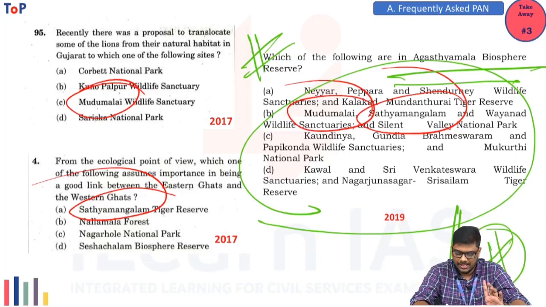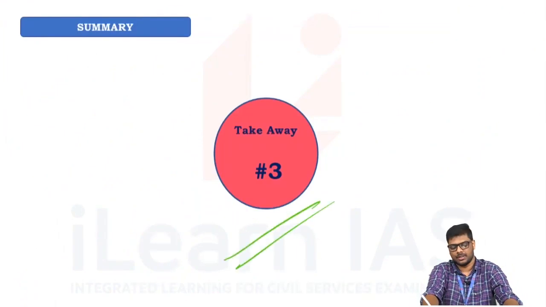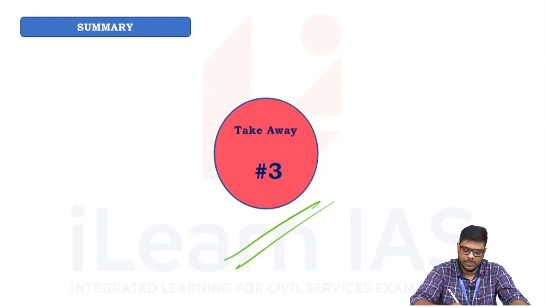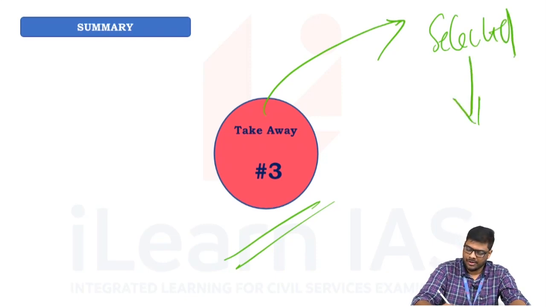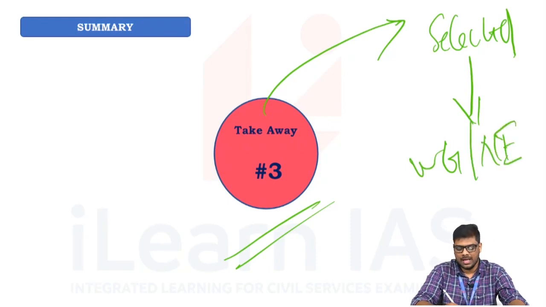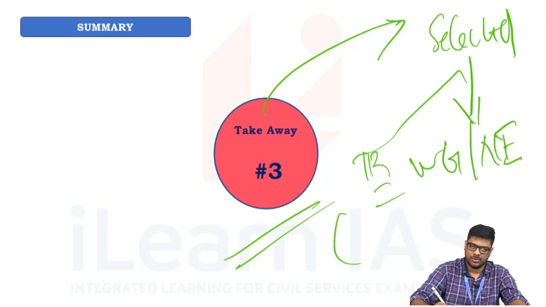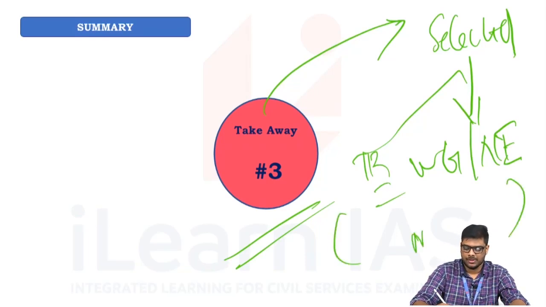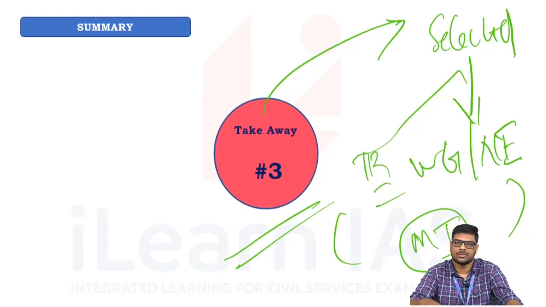Getting it? So that is my takeaway number 3 for you, and let me sum it up again. What was takeaway number 3? UPSC has an affinity towards a selected set of protected areas, and that selected set can be from the Western Ghats or the Northeastern region most of the time, and they can be tiger reserves. Getting it? And please do focus on areas which have multiple importance, because it's easier to frame questions based on those. So this is my takeaway number 3.